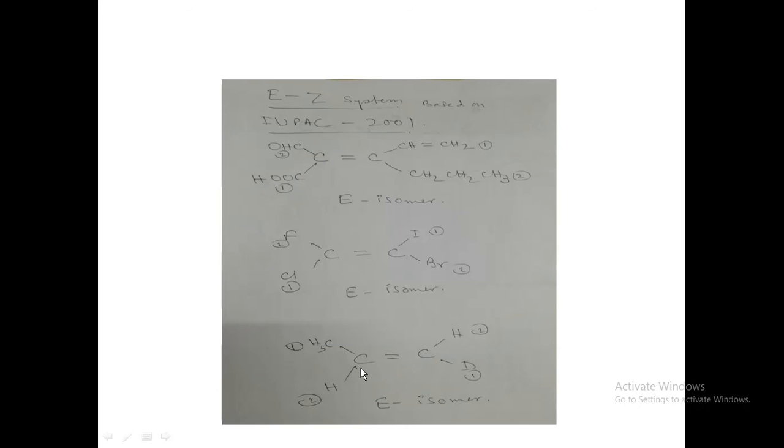Here also you see there is one CH3, and with this carbon one hydrogen and one deuterium, which is an isotope. The mass number of deuterium is more, so it is more prior, so it's 1, and this hydrogen is 2. Here methyl, its priority is more in comparison with hydrogen, so it is 1. So 1 in this carbon is on the upper side and here on the lower side, so they are on the opposite sides, so the isomer will be the E isomer. So it is clear now, the EZ system.